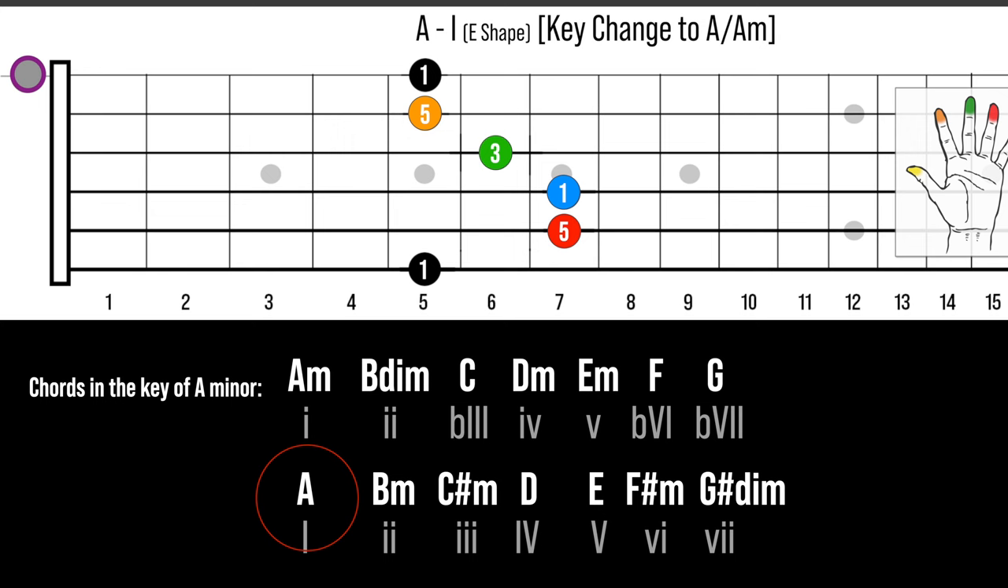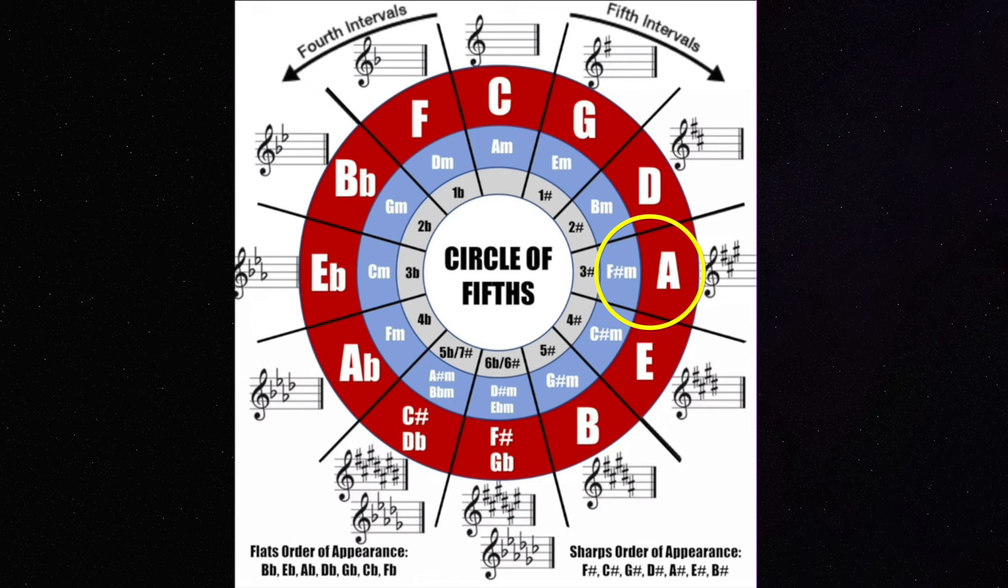Now, in a way, we're going full circle back to the beginning, because remember, the beginning was in the key of F sharp minor, which is A major. It's the same key signature. Here's the circle of fifths again, right? And now we're going back to A major, but then we're switching from A major to A minor for the bulk of the progression. So this is the second time we change keys in the song. It's the third key of the song.